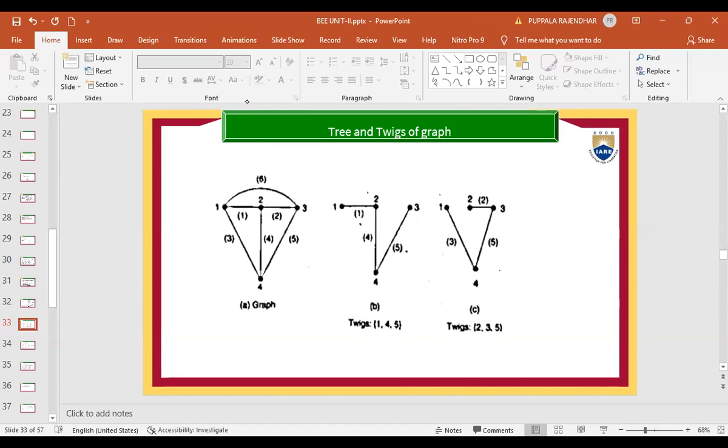Now we have considered one more tree. So these are the trees. All the nodes are present and there is no closed path, so this is a tree. This is a tree. The twigs are 1 4 5. Here the twigs are 2 3 5.